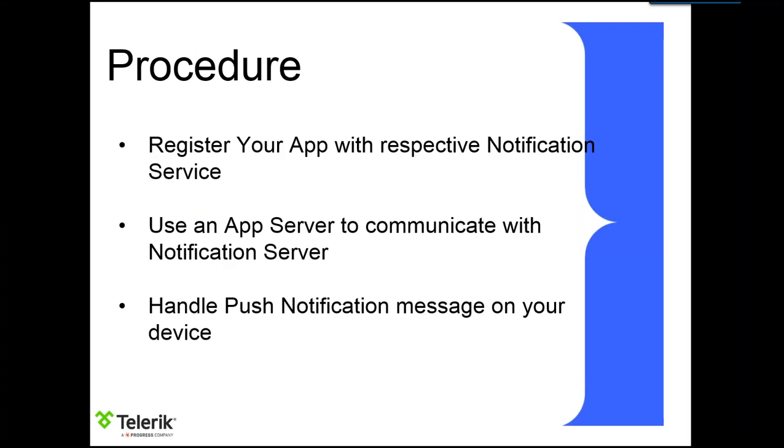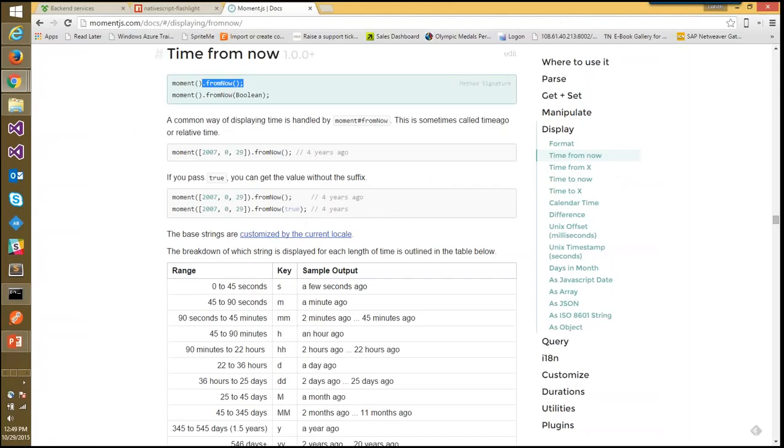So the procedure is basically: register your app with the respective notification service, use an app server to communicate with the notification service, then handle the push notification message on your device. That's the three-part thing that you will need to do. It sounds easy, but if you try to do it on your own, you will have problems. So, registering with GCM, let's go and register ourselves with GCM.